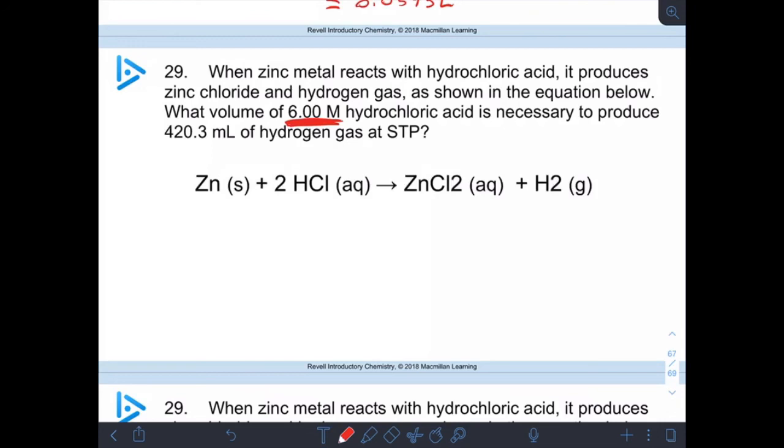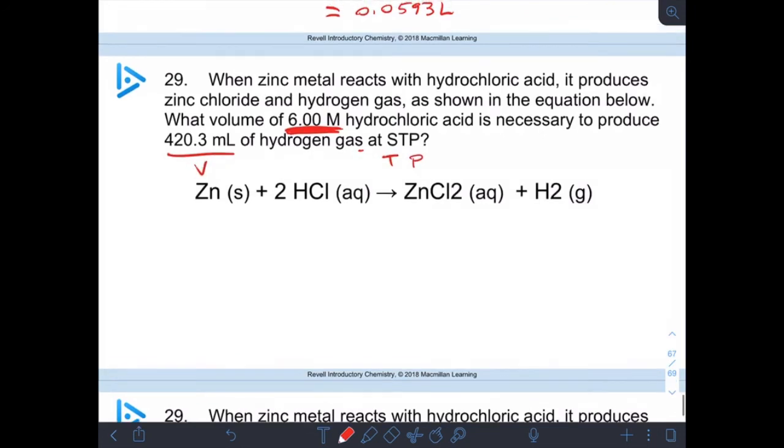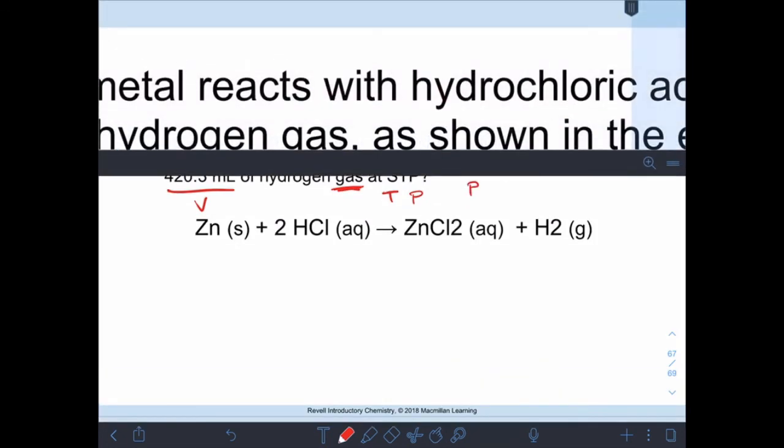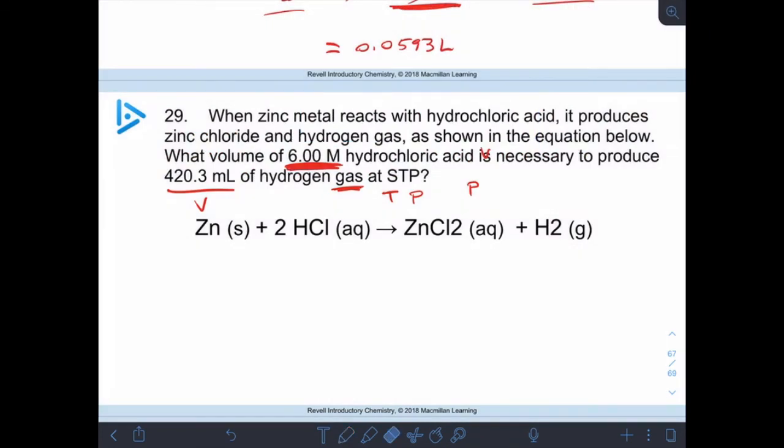Okay, what we do have is we have a volume and we have a temperature and a pressure. Right? And it's a gas. Right? So PV equals nRT. And we've got the pressure, the volume, the temperature, and R is a constant. So that's going to get us to moles. Okay, so that's where we're going to start with this problem.